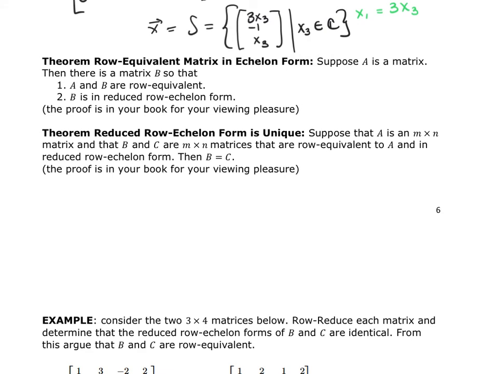Next theorem is reduced row echelon form is unique. Suppose we have this matrix A, an m by n, that's the one that I did that has now disappeared. I don't know where it went. It went into the ether. And B and C are m by n matrices that are row equivalent to A. Then in reduced row echelon form, B has to equal C. That has to happen. So what does that mean for us?